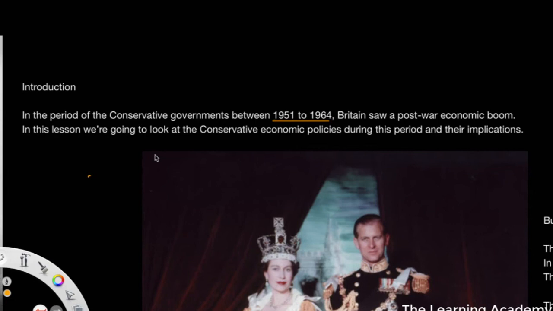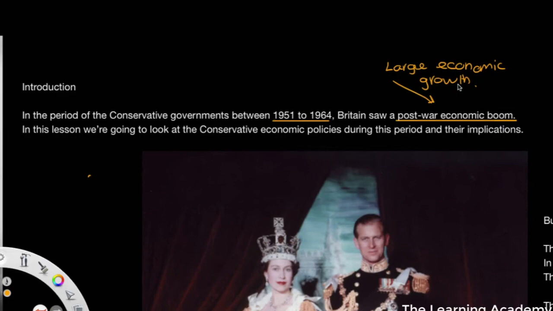We have Churchill, we have Eden, we have Macmillan, and then we have Douglas Home. And during this period, Britain saw a post-war economic boom. Okay, we saw very large economic growth in this period. And in this lesson, we're going to look at the policies that really stimulated this economic growth and really rode the back of this economic growth to push for further changes and reform.